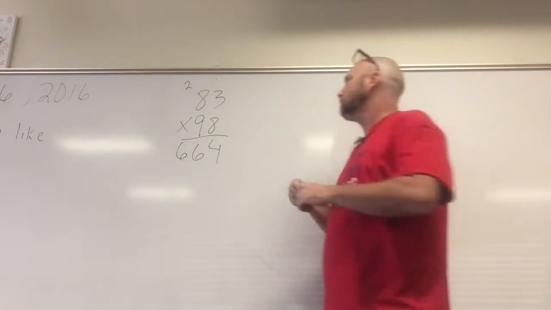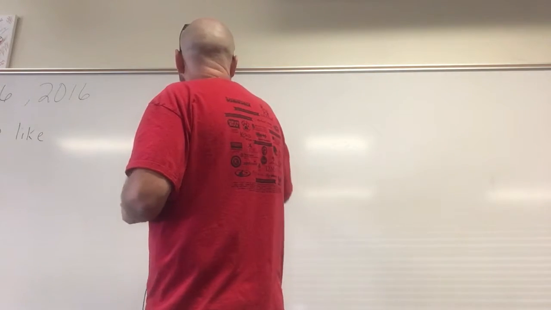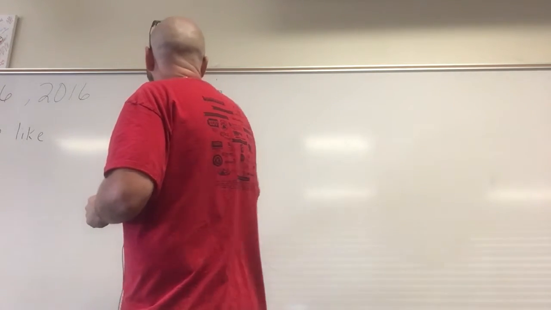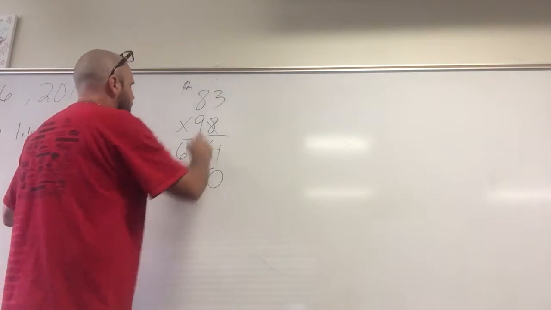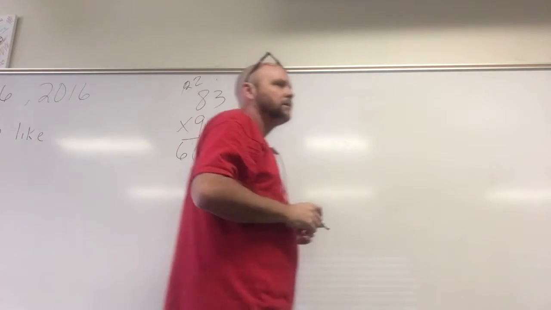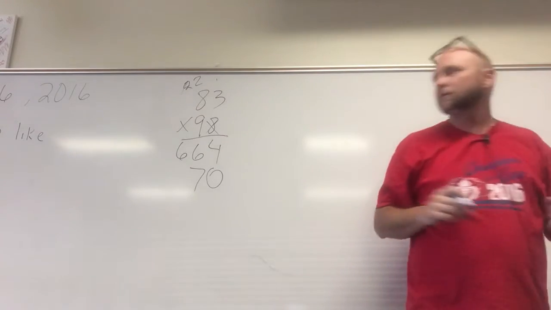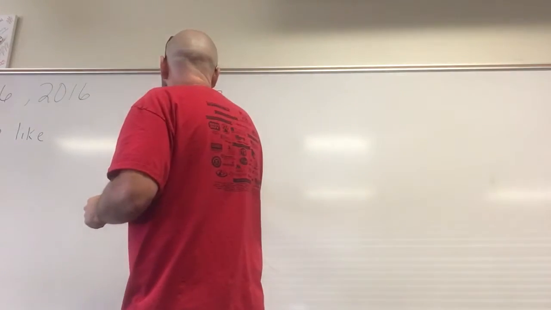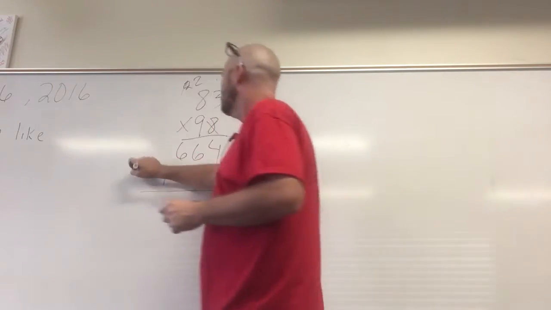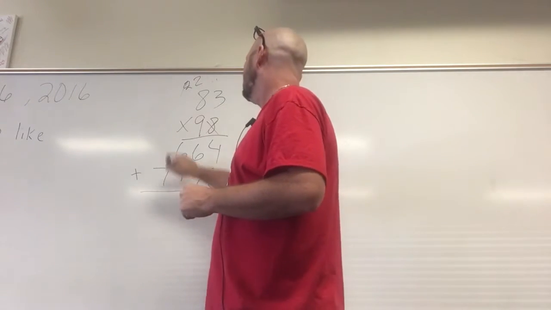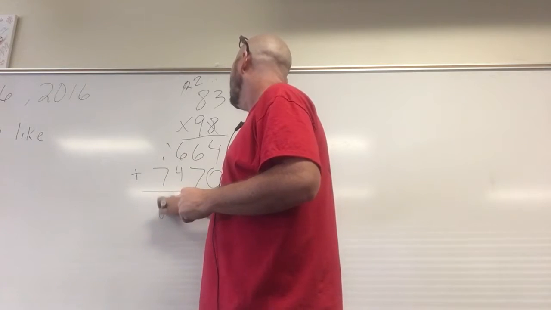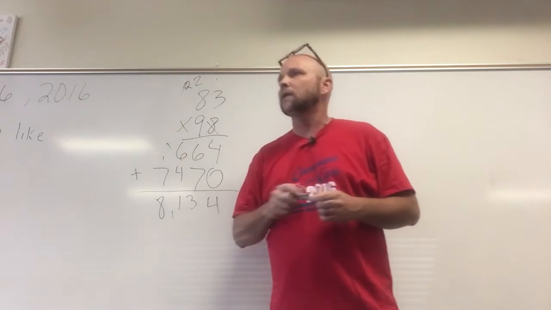Move to the tens place. I'm done with that. Put my placeholder. Done with that carrying. 9 times 3 is? 27. Carry my 2. 9 times 8? 72. 72 plus 2? 74. We add. 4 plus 0 is 4. 6 plus 7 is 13. Carry the 1. That's 11. Carry the 1. 8,134. Did I get that right?